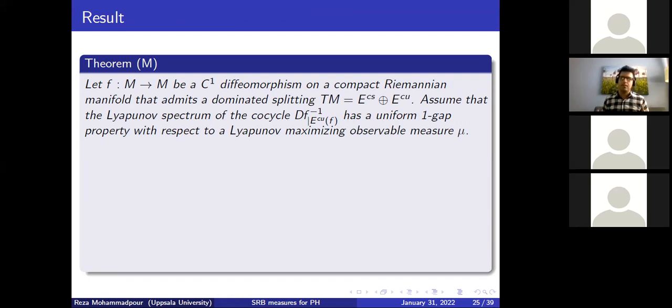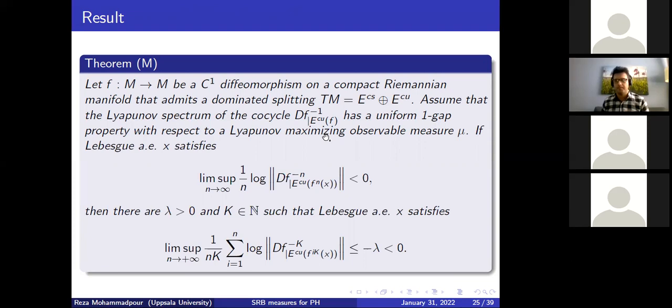This measure always exists, unlike a physical measure or SRB measure. But I just assume that there is a uniform gap between the first and second Lyapunov exponent. Just a uniform gap between first and second. Then I give an affirmative answer to the Alves-Bonatti-Viana question. If Lebesgue almost every x satisfies this, limsup of 1 over n log norm of the inverse of Df^n restricted to E^cu is smaller than 0, then this implies non-uniform expansion along the E^cu direction.